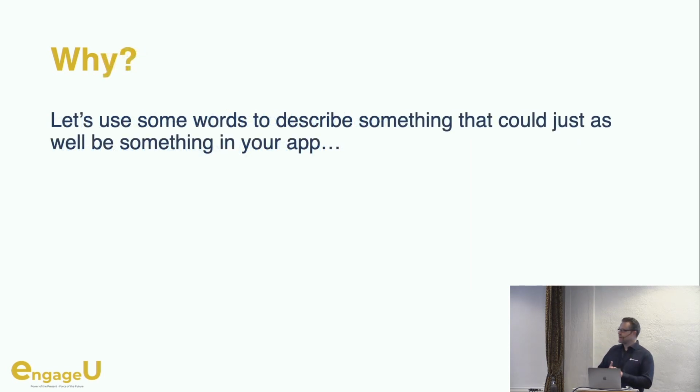So, why should we do this? So what if we should describe, okay, this is an example. I admit this might be a little bit over the top, but just to make the point. So let's use some words to describe something that could just as well be in your app, okay? Are you with me? Okay, so now I'm going to describe something that you all know. And then when I have described it, let's see if you know what I'm talking about. All right? Okay, so it's a thing.